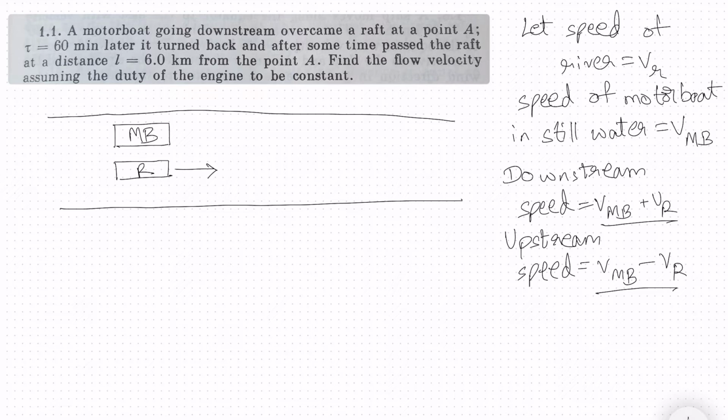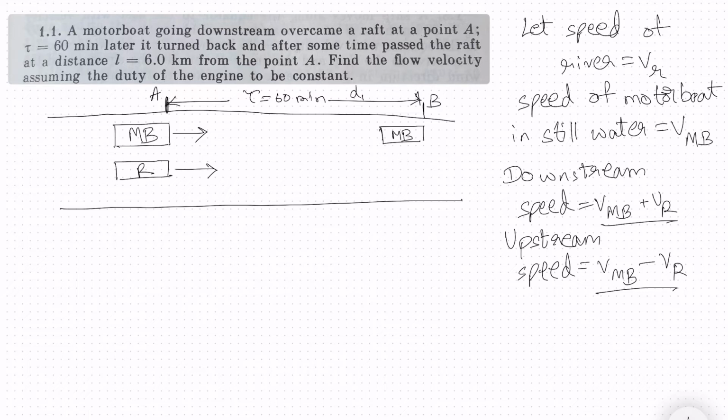Now, in the first part of the journey, let this point be A, where the motorboat has overtaken the raft. In the first part of the journey, we are told that the motorboat, once it overtakes the raft, travels for a time equal to 60 minutes or 1 hour. The distance is not yet given. Let's call this D1.